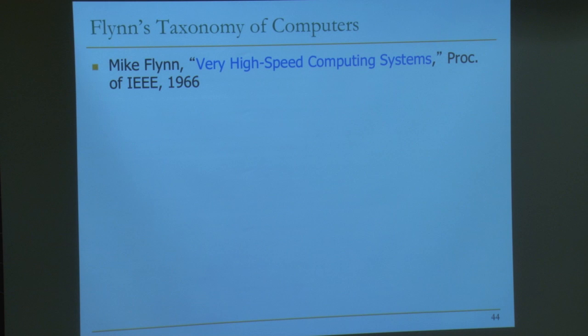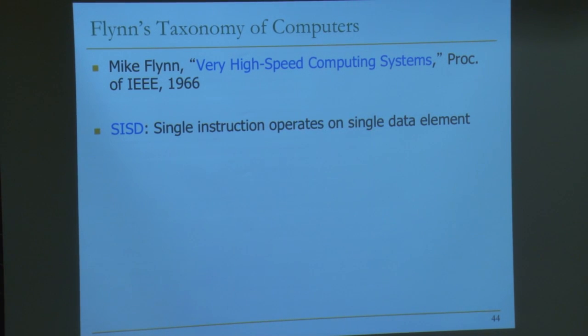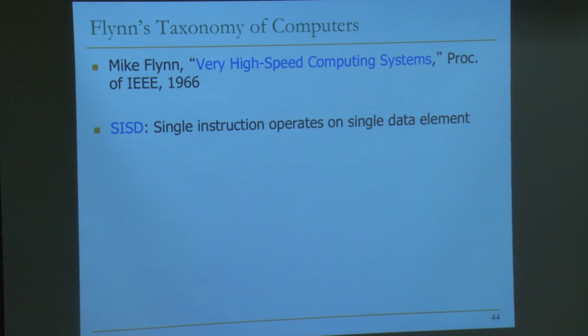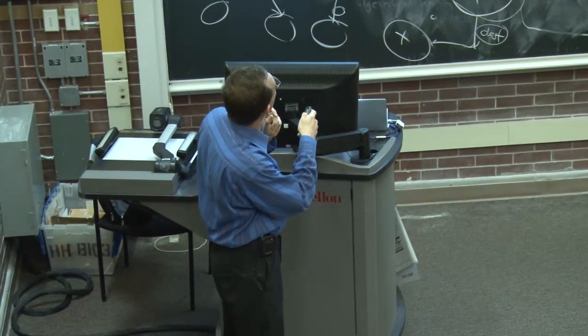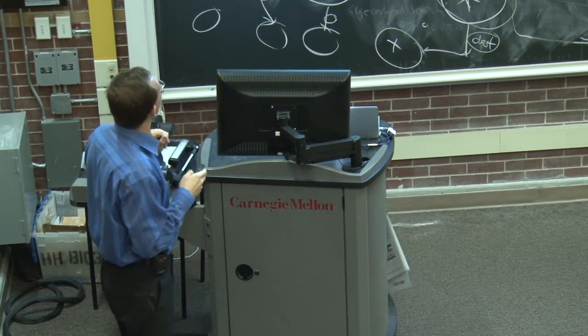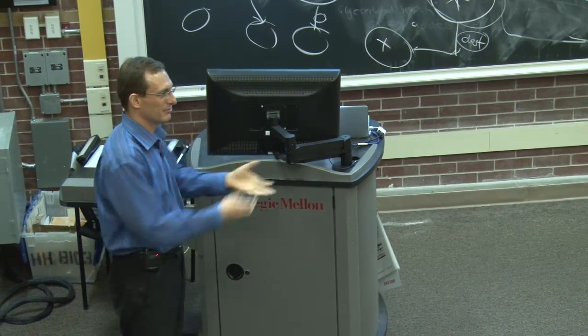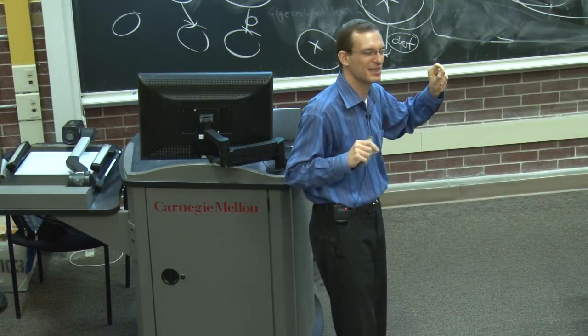Let's start with a taxonomy of computers. This is Mike Flynn's taxonomy of computers in this paper. If you think about an instruction and a piece of data, you can categorize a computer based on whether each of these is single or multiple. A single instruction, single data computer is one where a single instruction operates on a single data element. Kind of obvious, right? This is what we've seen. The MIPS ISA is like that, at least the instructions that you're implementing. Single instruction, single data.